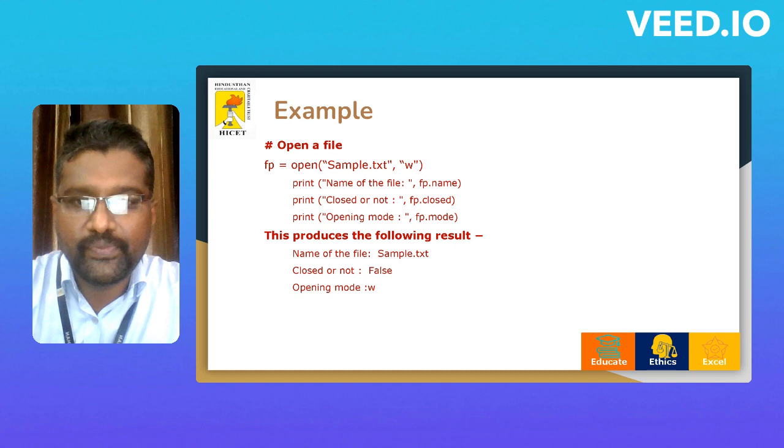Okay, so here I use the print statement for all three attributes. fp.name is going to display sample.txt. fp.closed asks whether I have closed this file; no, so it is going to return false. And the last one is mode; here I have mentioned the mode as w. So this is the output I'm going to get, as below.